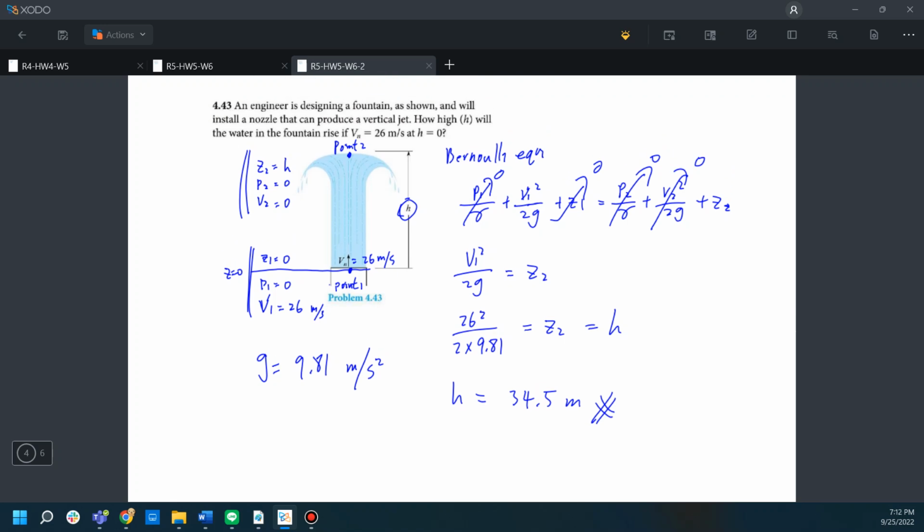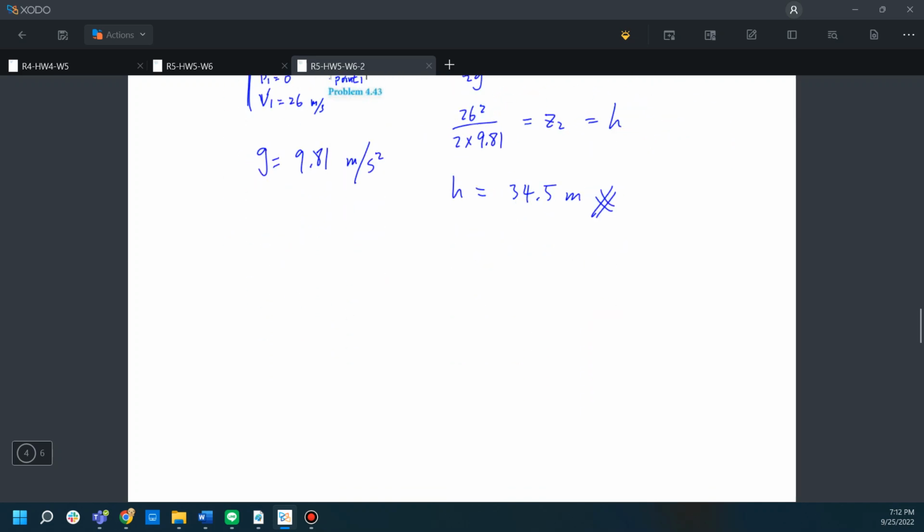So after you know what the Bernoulli equation is and you know how to define point 1 and point 2 and their corresponding information for the height, pressure, and velocity, then you can apply that to simplify the Bernoulli equation and solve this problem. Okay, let's move on to the next one.